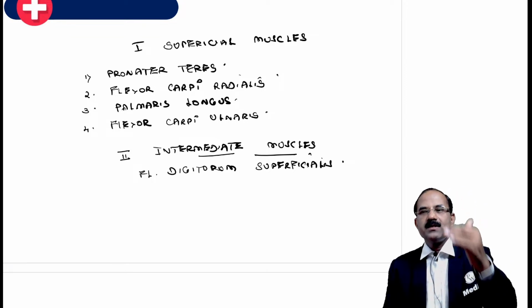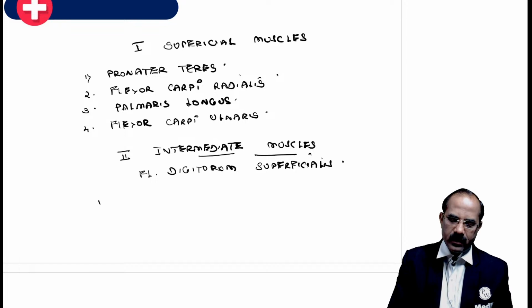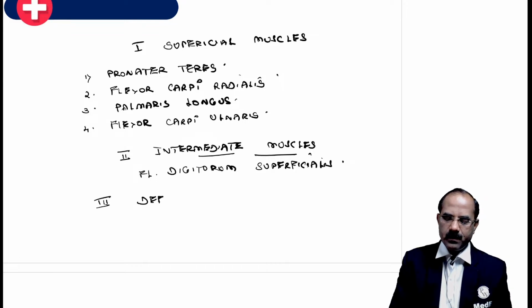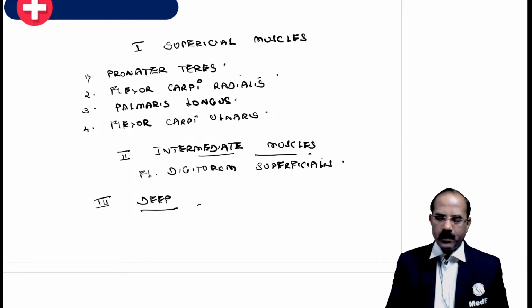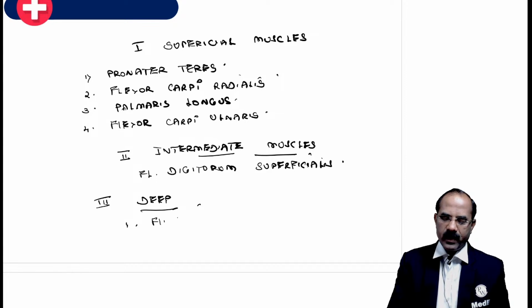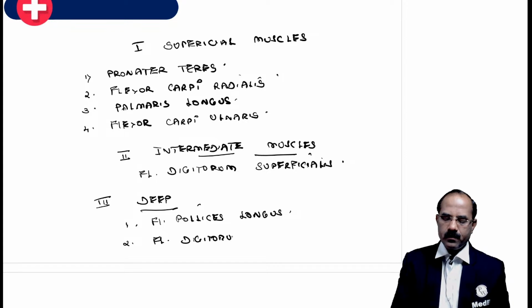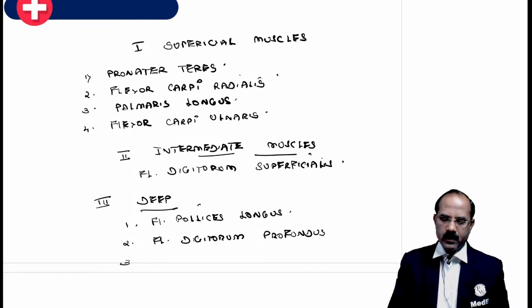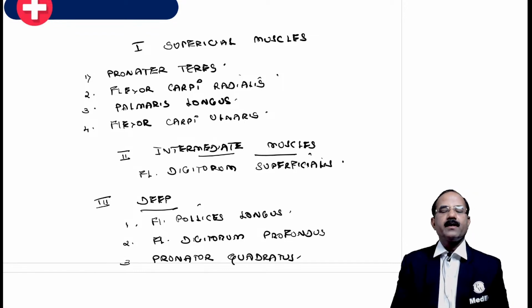So one is the superficial muscle, the second one is the intermediate muscle, and the third are the deep muscles. So which are the deep muscles? One begins from the radius and goes to the thumb. What is that? It's the flexor pollicis longus. Second, it's the flexor digitorum profundus. And the third one is pronator quadratus. ये ठीक है बच्चों?